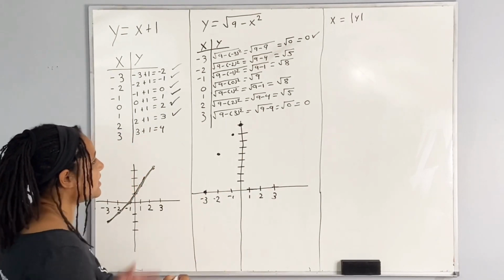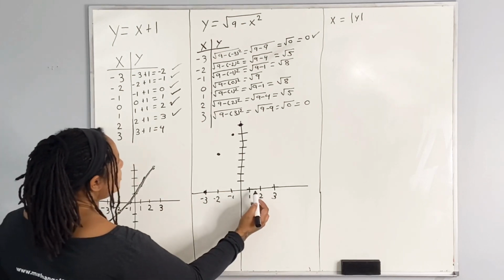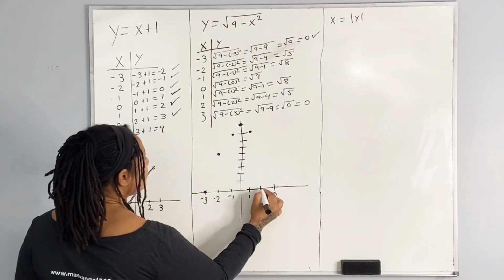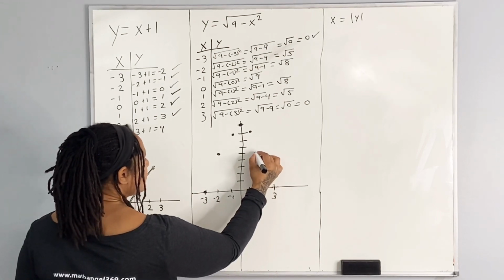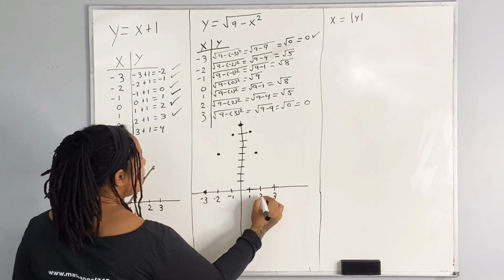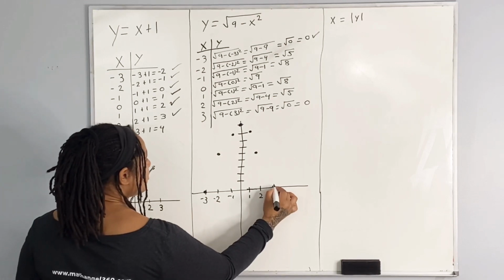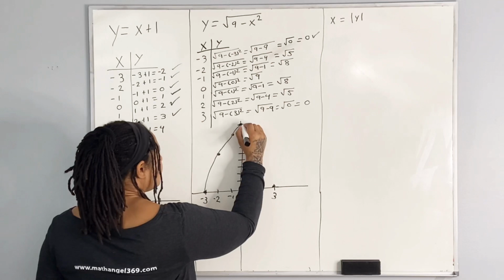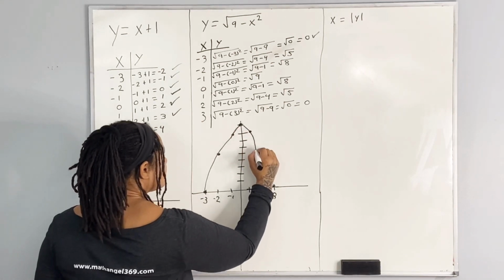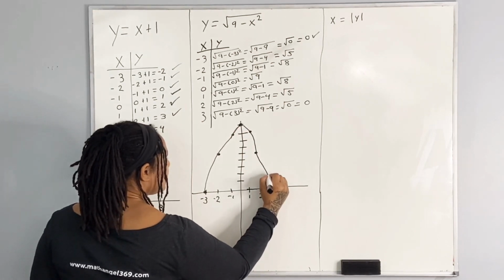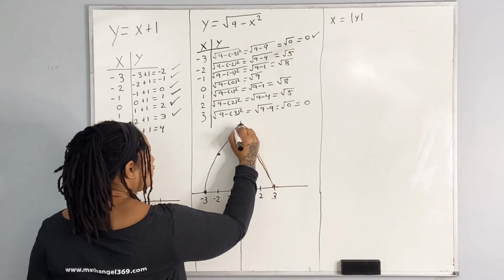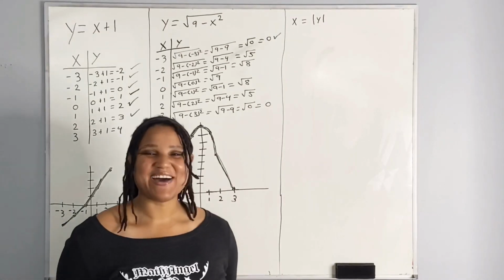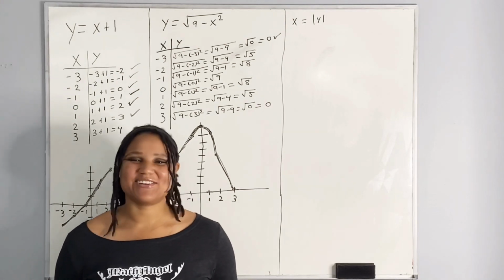And it looks like it repeats. At 1, you get 8 again. At 2, you get 5 again. And at 3, you get 0 again. So we have a graph that looks like this. It's more like a U shape, okay? An upside down U. Okay, and that is how you plot the second graph.